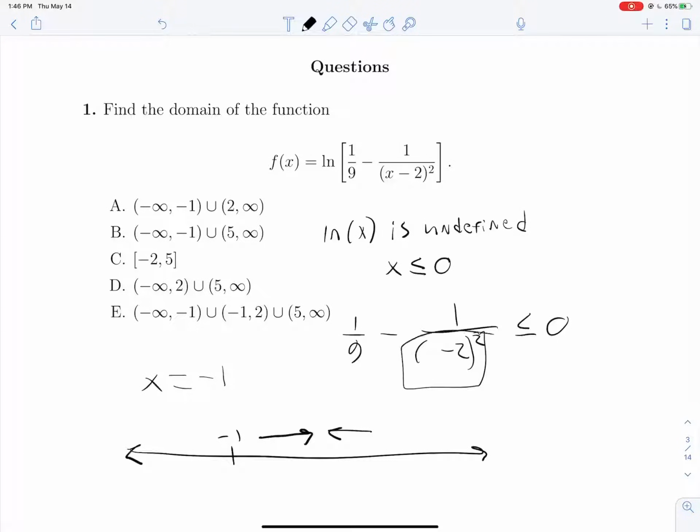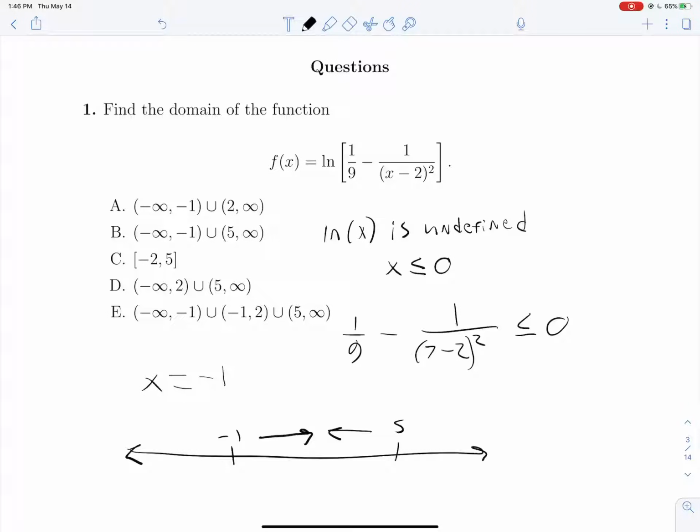Where will this thing evaluate to 9 again? What about x is equal to 5? There we will get 5 minus 3 squared. That will be 9 as well. So 5 there. So this is where things are undefined. As long as x is less than -1 or greater than 5, we're perfectly fine. If we plug in -2 here, we get 1/9 minus 1/16. That's a positive number. Let's plug in 7. We get 1 over 9 minus 1 over 25. That's still greater than 0.